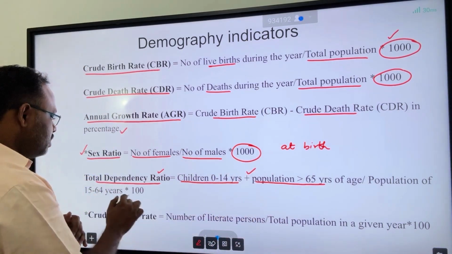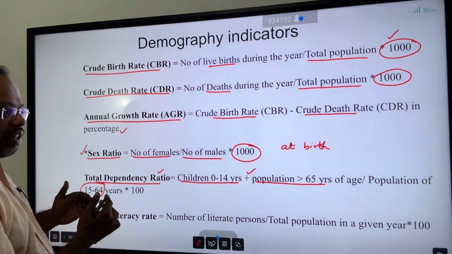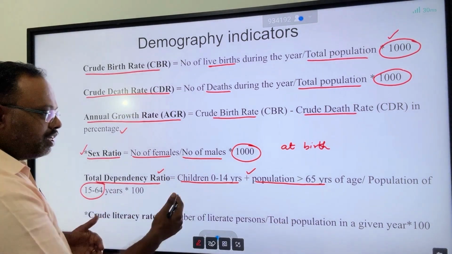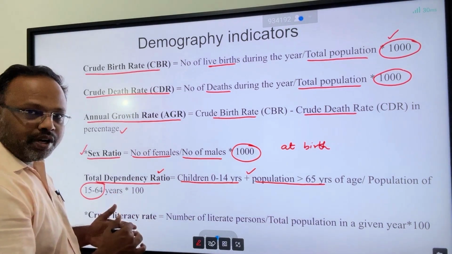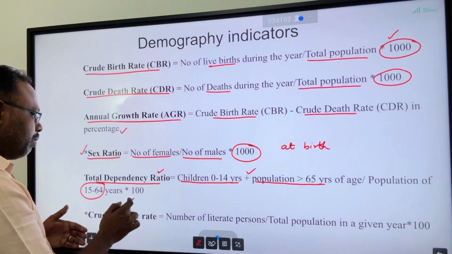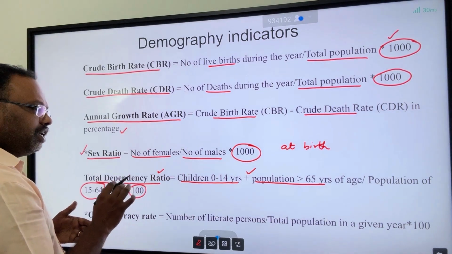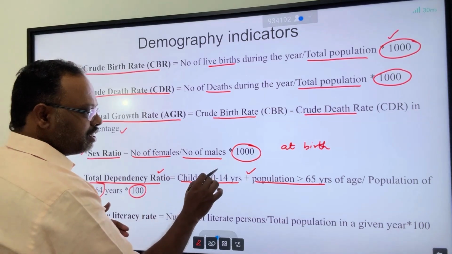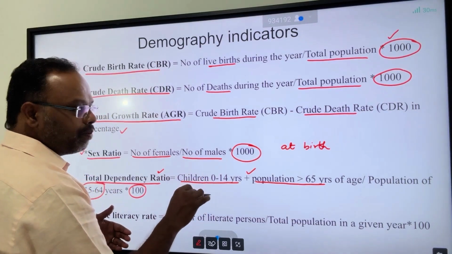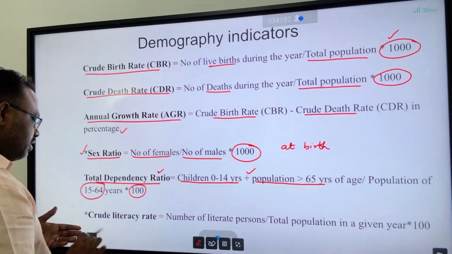And the denominator is the population between 15 to 64 years. That is the population who take care of the dependent population. Dependency ratio is expressed in percentage. It is the dependent population divided by the population who are taking care of them, expressed in percentage.